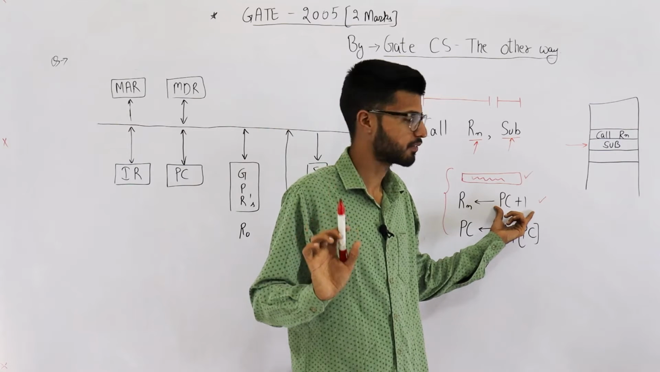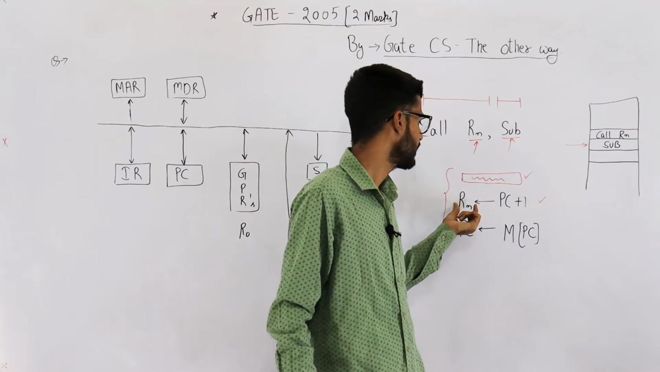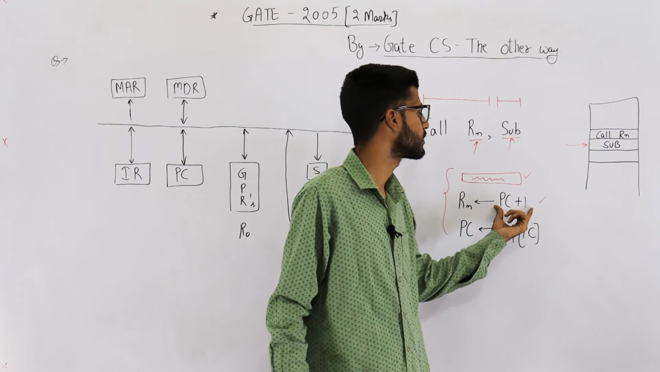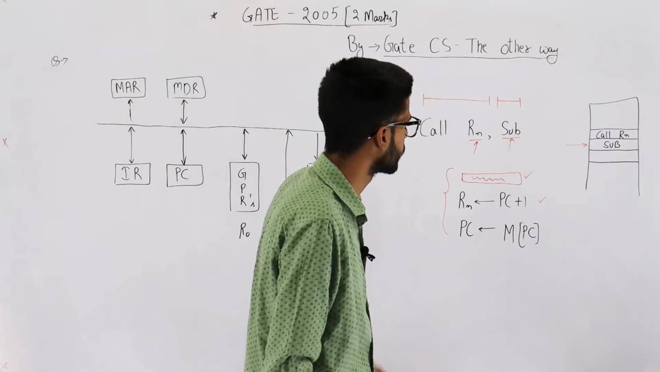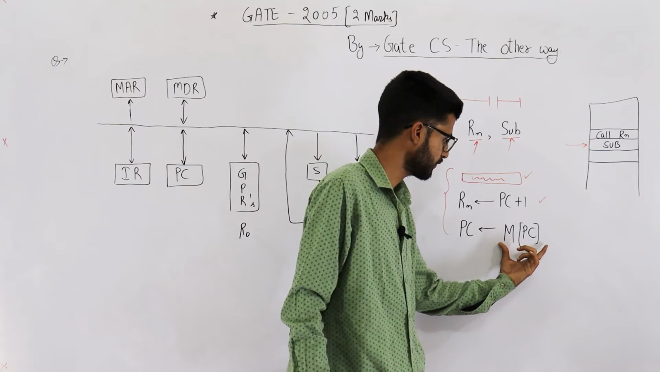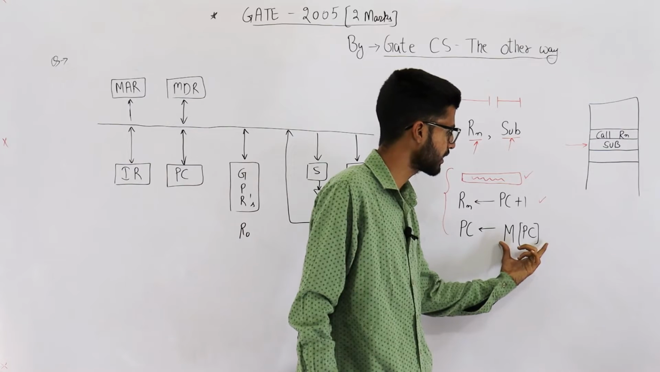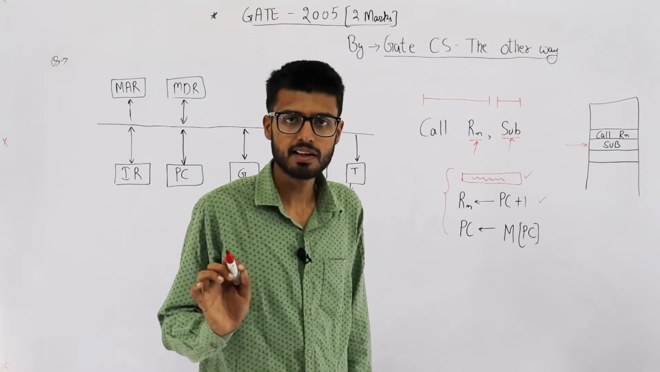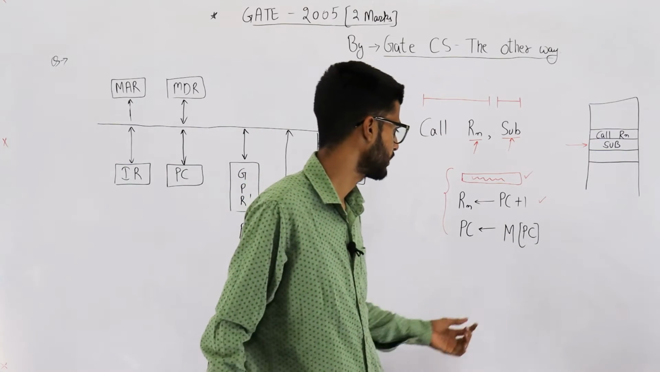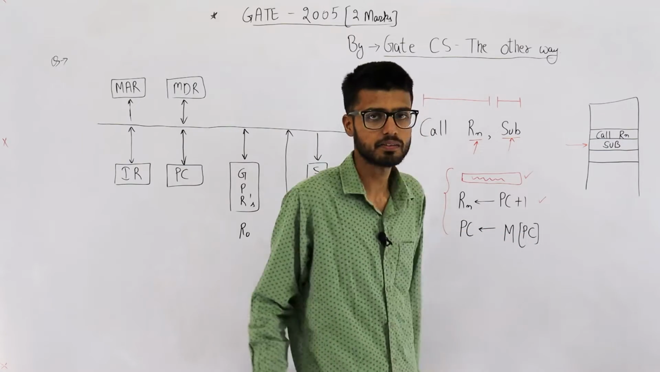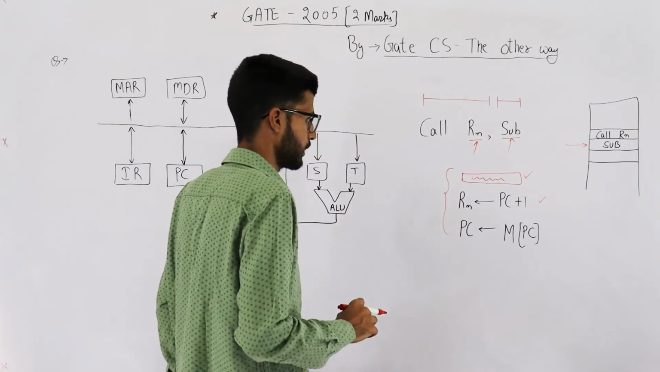PC's value remains unaffected. But in Rn, the value saved is PC plus 1. Okay, so the next step is we are fetching whatever data is contained at the location pointed to by PC into PC itself. So now I'll explain what is happening.